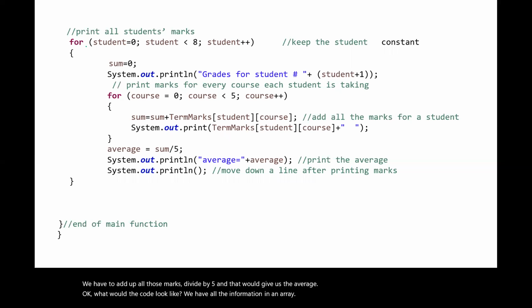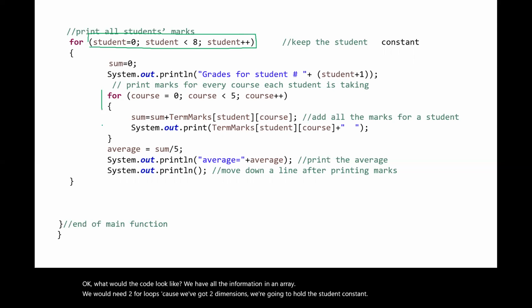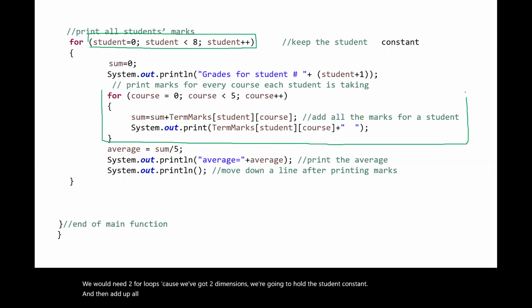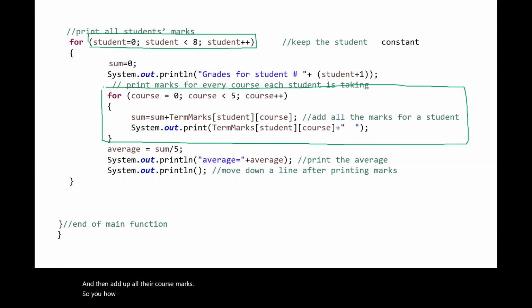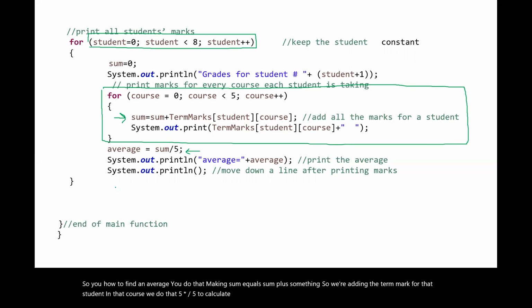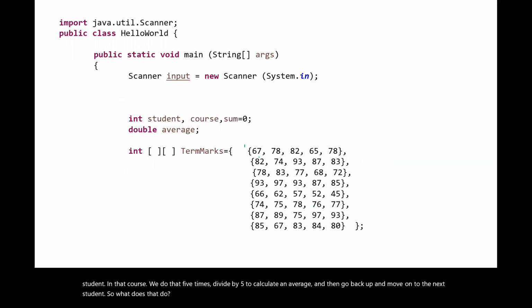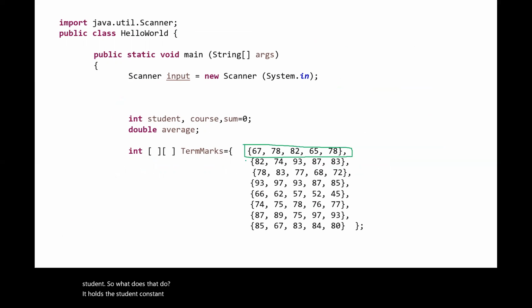We would need 2 for loops because we've got 2 dimensions. We're going to hold the student constant and then add up all their course marks. So you know how to find an average. You do that by making sum equals sum plus something. So we're adding the term mark for that student in that course. We do that 5 times, divide by 5 to calculate an average, and then go back up and move on to the next student. So what does that do? It holds the student constant, adds those 5 marks, divides by 5, moves on to the next student. And so that will find the average of a collection of marks.